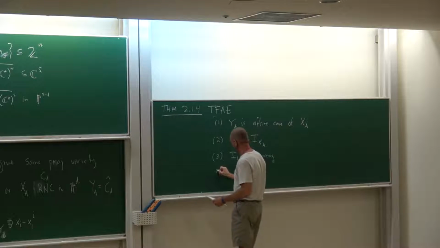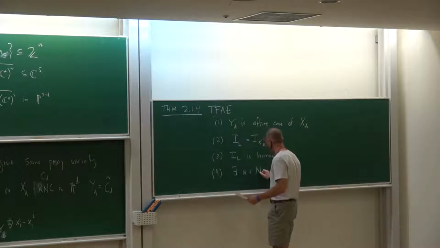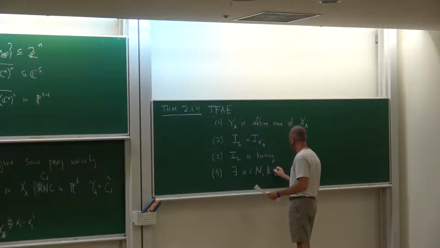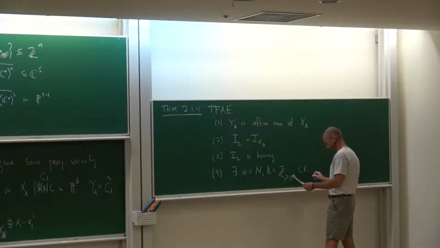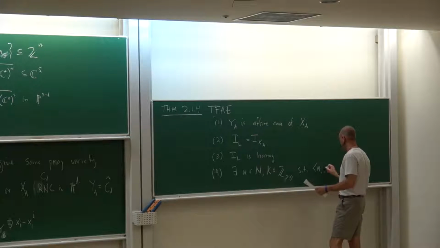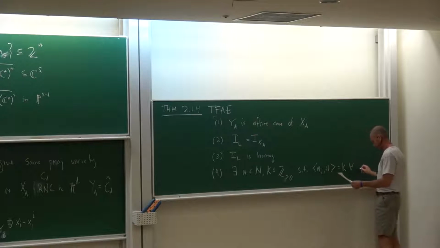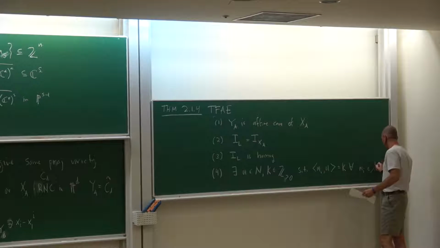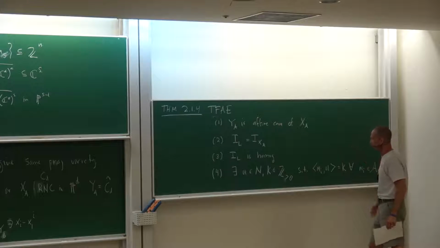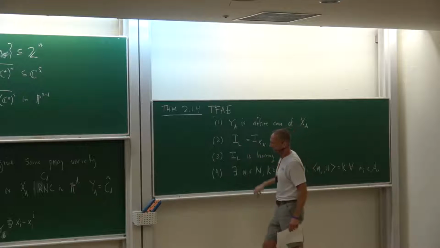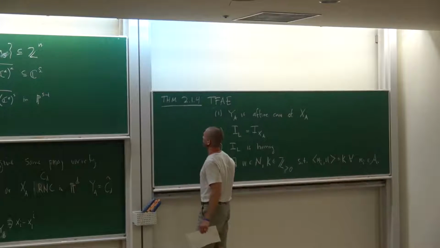And 4, this is the nice one that's easy to test, is that there exists a U in N and a K in Z greater than 0, such that the inner product of M sub I and U equals K for all M sub I. So these are 4 equivalent conditions, and this is exactly what was happening over here, that this ideal is not homogeneous. So let's do a little tiny bit of proof of this.